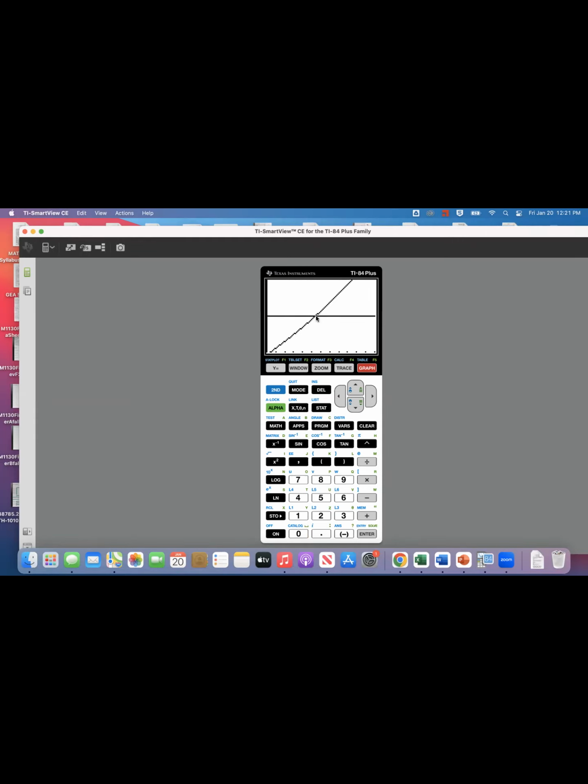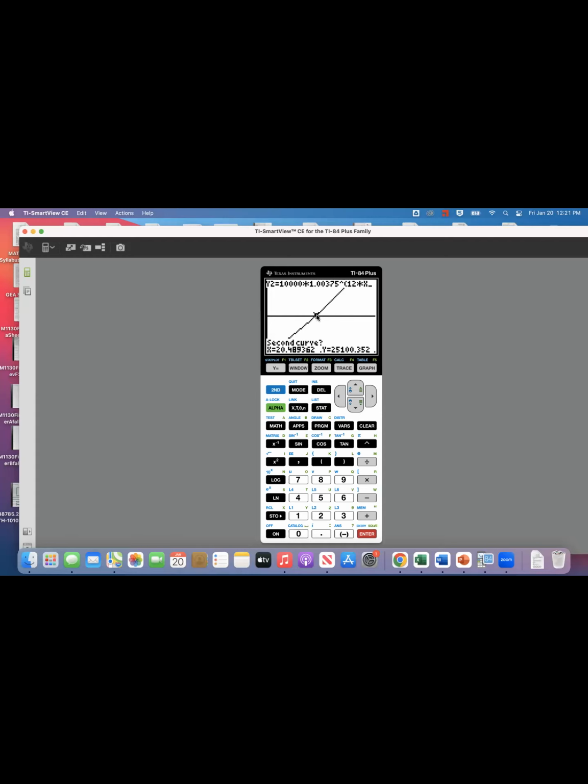So here's the intersection of the two functions right in here. To find the intersection, I just do second, trace, and I go to intersect, hit enter. We saw this on the previous recording. It says first curve. Curve just refers to a function. So the calculator needs you to give it a point on the first function. I would place my cursor pretty close to where the intersection is here, and then just press enter. It's going to capture that first function.